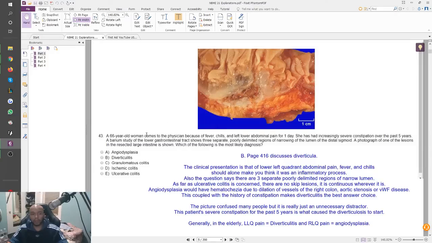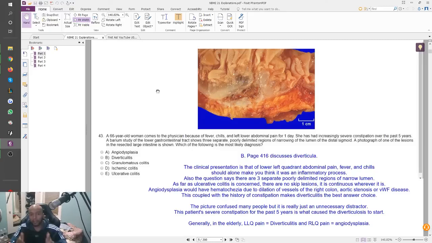So a 66-year-old woman comes to the physician because of fever, chills, and left lower abdominal pain for 1 day. She has had increasingly severe constipation over the past 5 years. A barium study of the lower GIT shows 3 separate, poorly delimited regions of narrowing of the lumen of the distal sigmoid. A photograph of one of the lesions in the resected large intestine is shown. So large intestine, so we're looking at the colon. Which of the following is the most likely diagnosis?